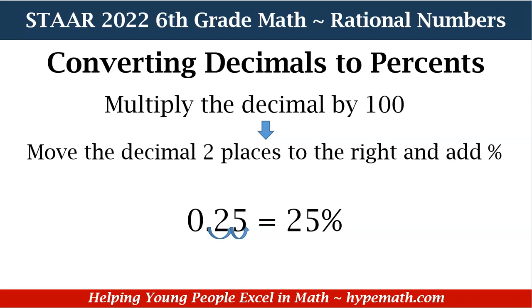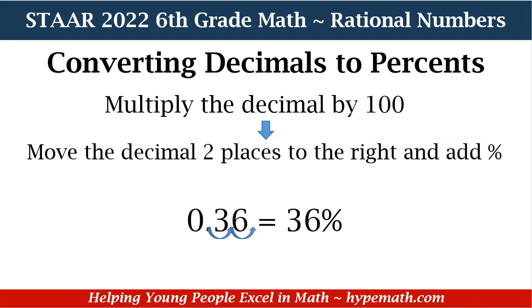So in our example for 0.25, we're multiplying it by 100. That means we're going to move the decimal point 2 places to the right. That means that my number is 25, and then I'm going to plop a percent sign at the end. So my answer for 0.25 converted to a percent is 25%. Let's look at another example.